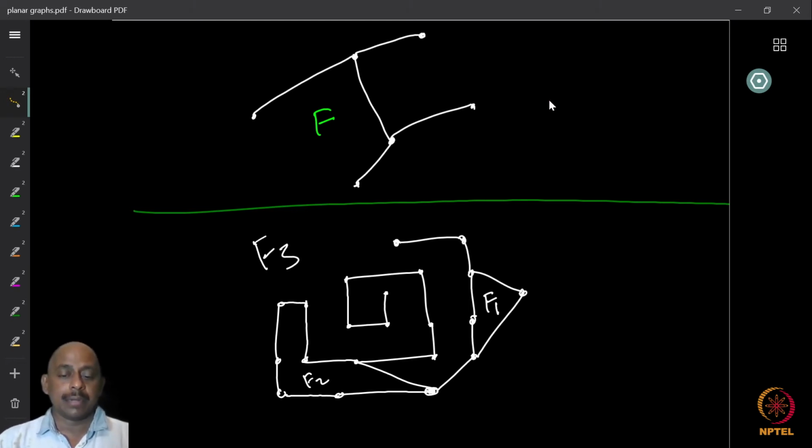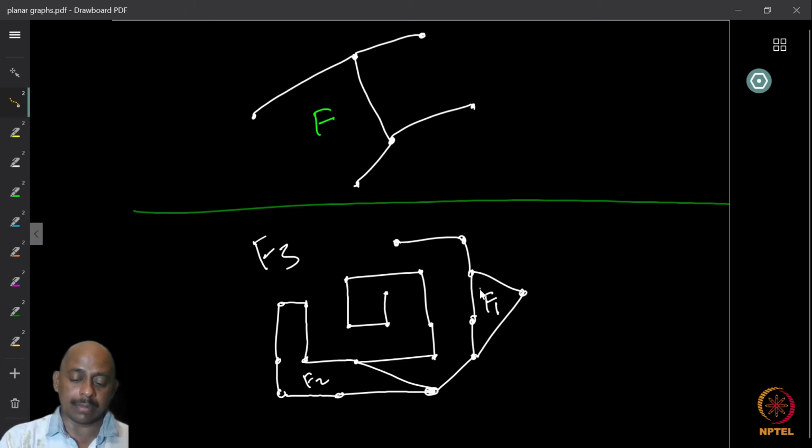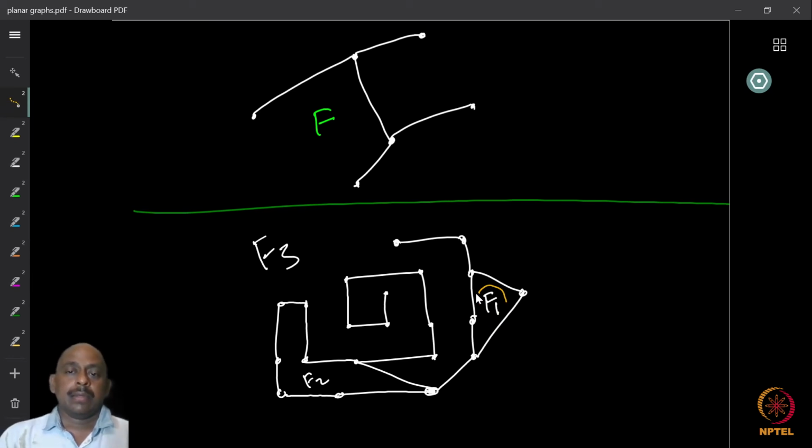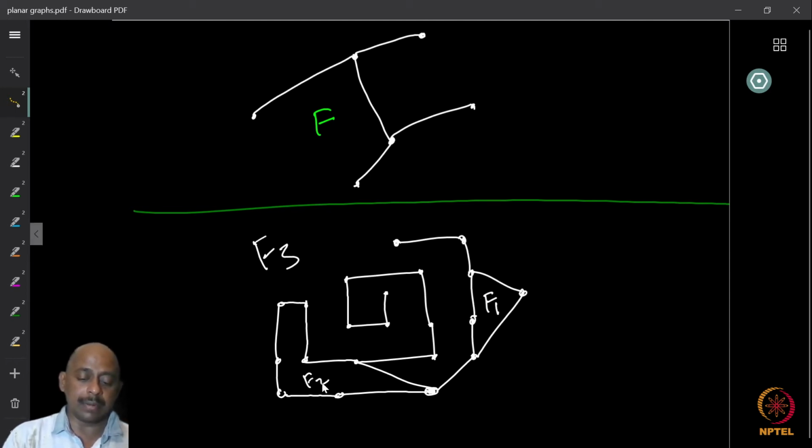In the second example, you have another graph with a very nice looking embedding, and you can see there are exactly three faces. So what are these three faces? The first face is where the four edges form a cycle. Then you have another bounded face, which is F2 marked here, which has 1, 2, 3, 4, 5, 6, 7, 8 edges.